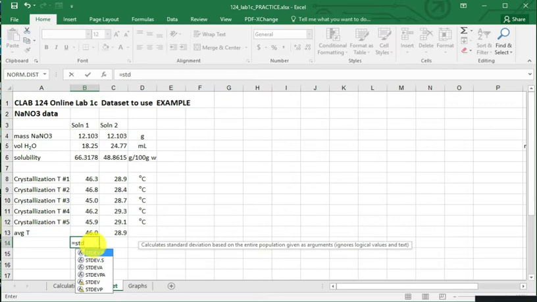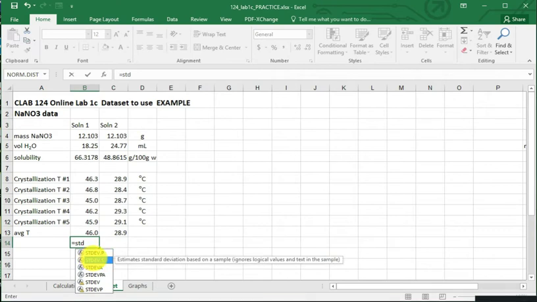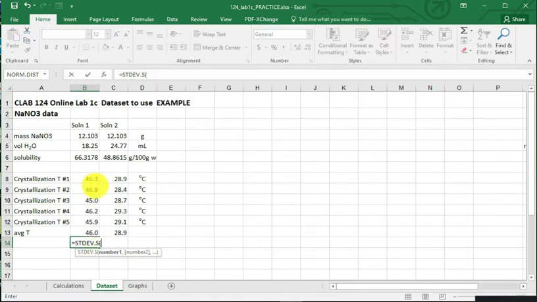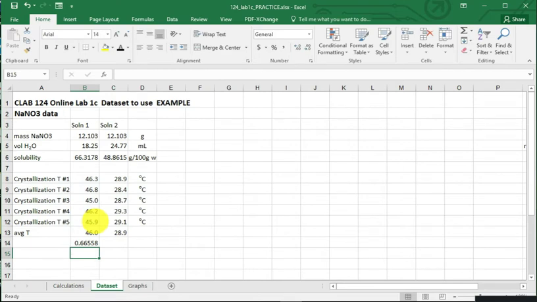However, if I look, there's a variety of standard deviations. I want the standard deviation of the sample. And I could have looked up the details on that. And it would be good to actually check to see if it's the same thing.